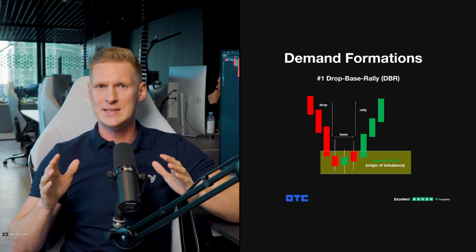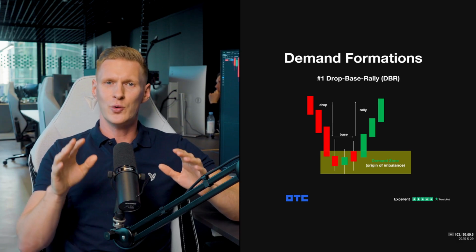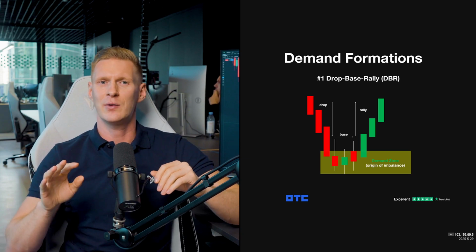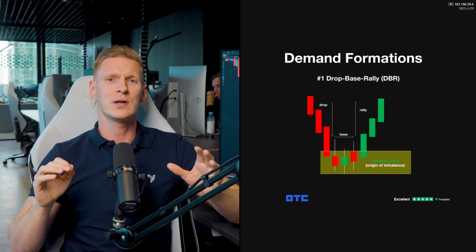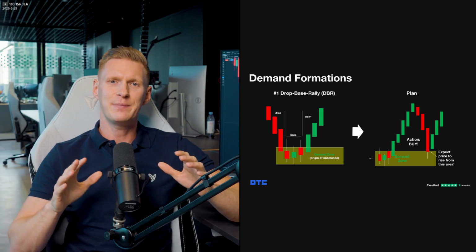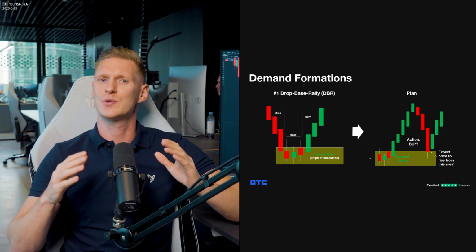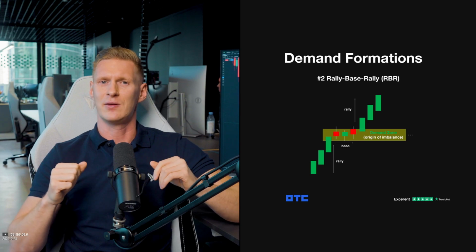Now, what do we do with these demand zones once we have identified them? How do we act in the market? Let's examine each formation individually, starting with a drop, base, rally, U-shape. After spotting this pattern, we pinpoint the base, the origin of the imbalance, then highlight that area and mark it with two lines. This is our demand zone, signifying where buy orders are likely clustered. When price returns to this zone, we aim to buy, expecting these unfilled orders to push price higher and away from the zone. Let's move on to the second demand formation.